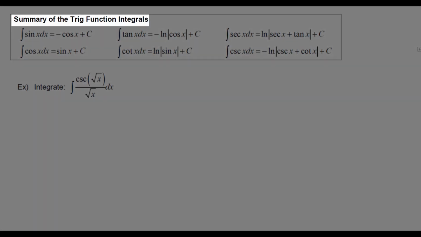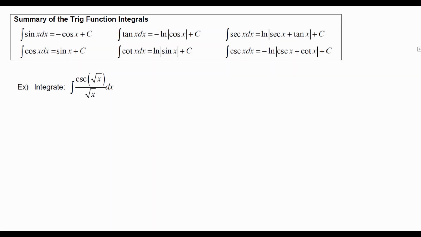Summary of the trig function integrals. You have all 6 now. Integral of sine is negative cosine x plus c. Integral of cosine x is sine x plus c. Integral of tangent x is negative ln absolute value of cosine x plus c. Integral of cotangent x is ln absolute value of sine x plus c. Integral of secant x dx is ln absolute value of secant x plus tangent x plus c. Integral of cosecant x dx is negative ln absolute value of cosecant x plus cotangent x plus c.